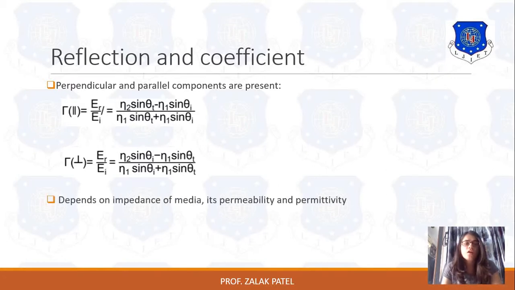Intrinsic impedance is denoted by eta and is given by E upon H, where E is the electric field strength and H is the magnetic field intensity. So it is the ratio of E and H. It also depends on permeability and permittivity, because it is a ratio of E by H and is also given by the square root of mu upon epsilon. Mu is the permeability of the medium and epsilon is the permittivity of the medium for the electric field.